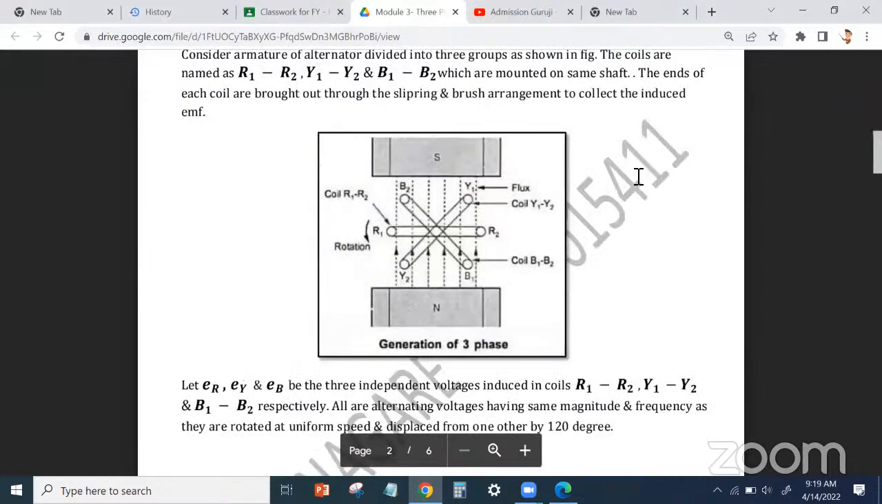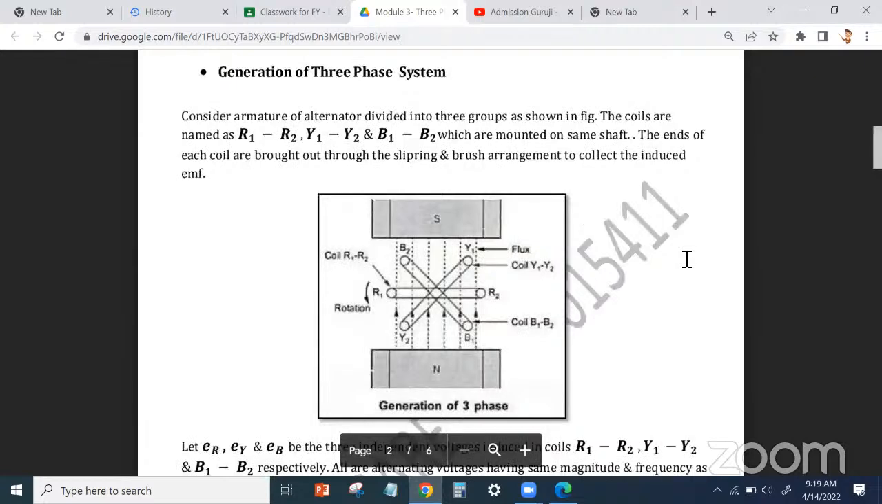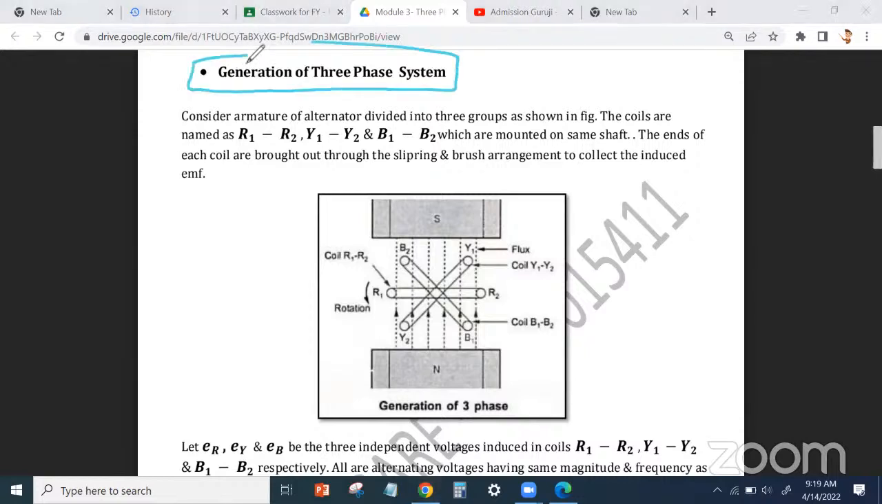Then the next question they may ask you is generation of three-phase system. How is the three-phase system generated? They may ask you to explain the generation of three-phase system. What to do? Let's see.